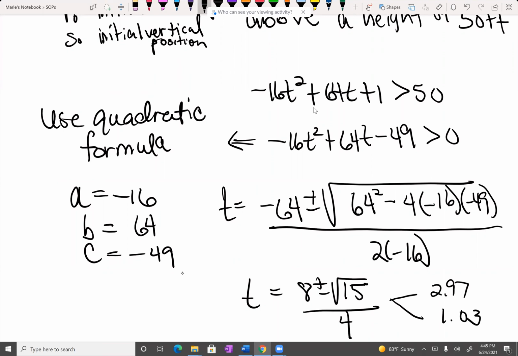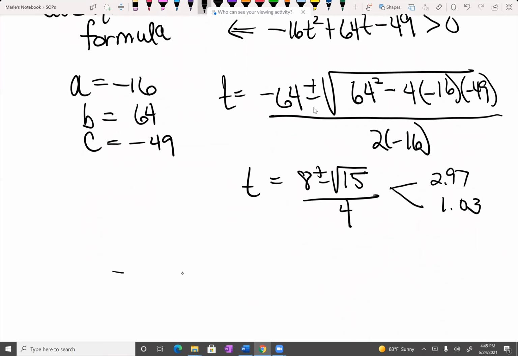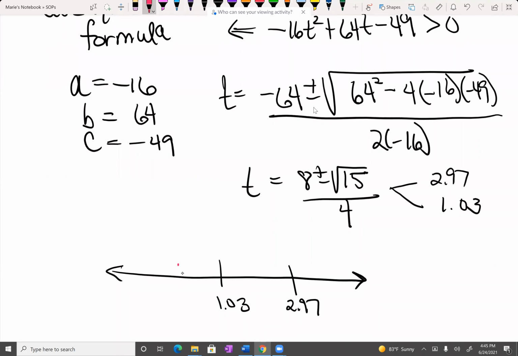And just like the other examples, you're going to create a number line. You have your two cutoffs, which are the 1.03 and the 2.97. So if I were to select some test points, again in red, let's say one of my test points is 1. Let's use 2, which is the number between those two, and let's use 3. Remember, this is negative infinity, and this is positive infinity.